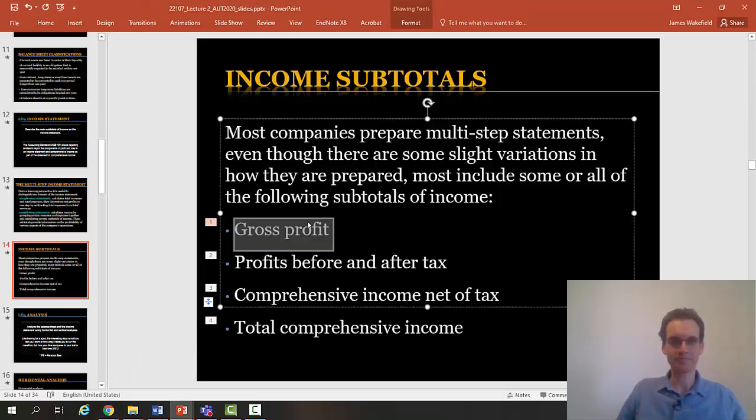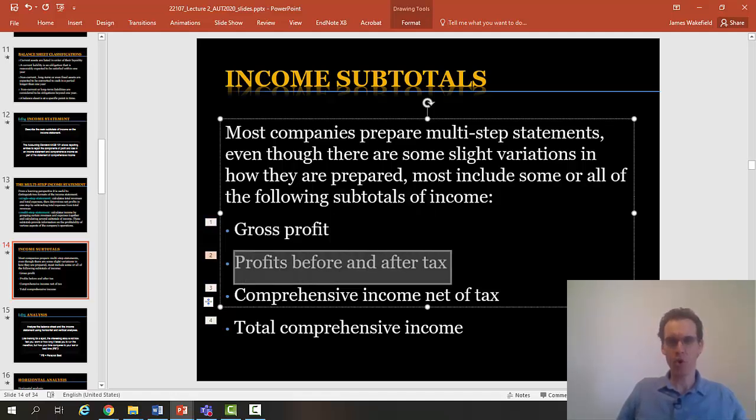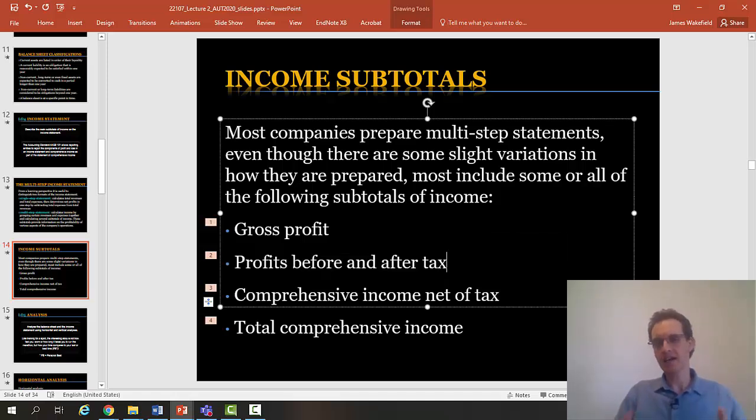Okay, so after you determine your gross profit, we then look at profits before and after tax. So we want to deduct all our operating expenses, all our other expenses, giving us a profit before tax, then look at the income tax expense, giving us a baseline, which is called total comprehensive income, or what we've been referring to as the net profit figure.